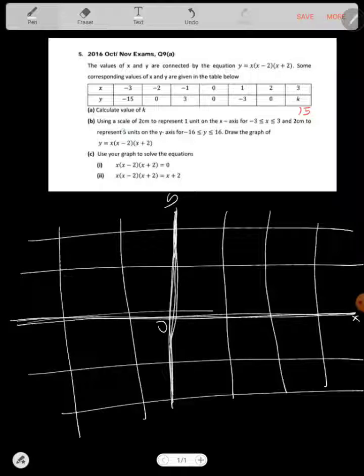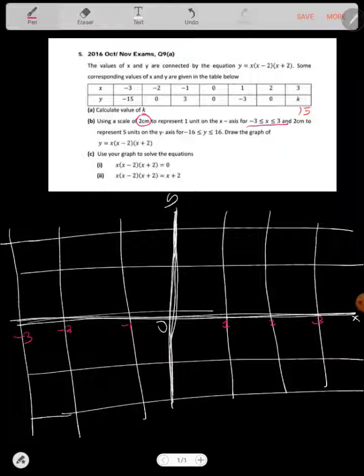Now when they say use 2 centimeters to represent 1 unit on the x-axis from -3 to 3, it means each 2 centimeters is 1. Let me do this. Each 2 centimeters is 1, then 2, then 3. Then this side is -1, -2, -3. So this is what they mean by this. And using this, 2 centimeters should represent 1 unit. And when you look at this, you've been given the range from -3 to 3. You can even see that x is not exceeding 3 and also -3.